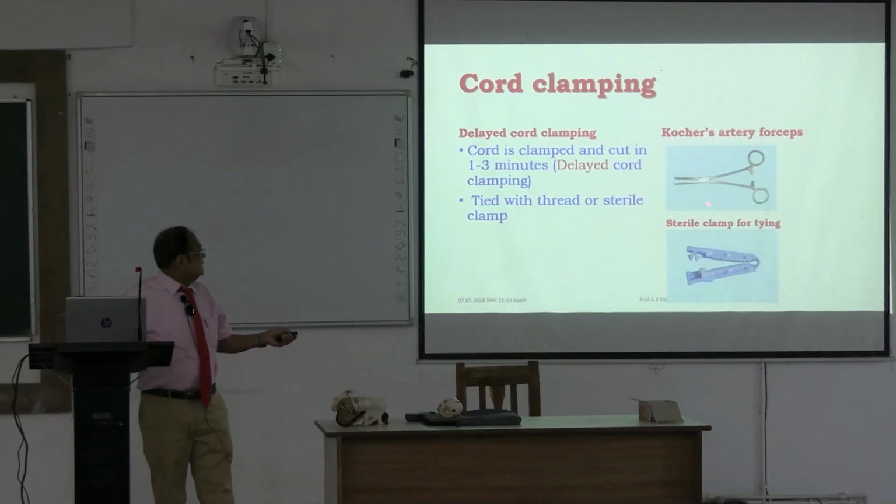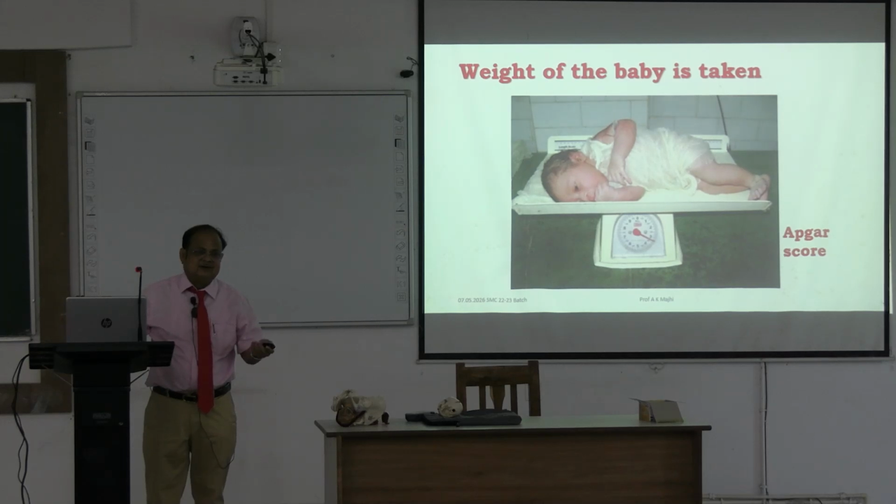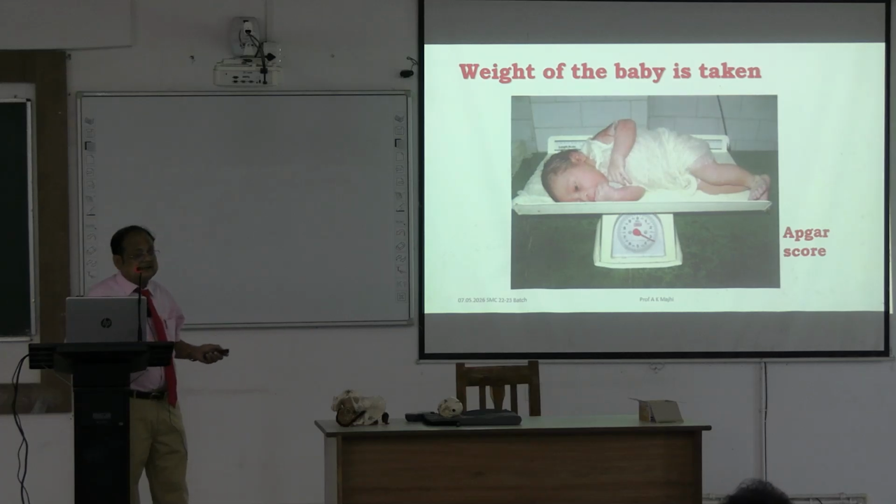এখানে কি কি আছে, এখানে আছে কোকার্স আর্টারি ফোর্সেপ অথবা স্টেরাইল ক্ল্যাম্প। Just after taking the baby, everyone is happy. Then you wait, must see the weight. Before that you show the baby sex to the mother. Always you show the baby sex to the mother. And there is a tag, in a busy hospital, busy labor room, there is a number, and it is the weight, you can see the 3.4 kg.